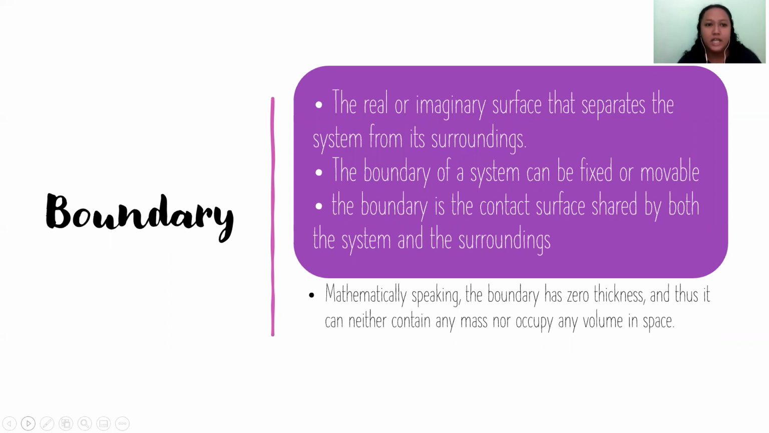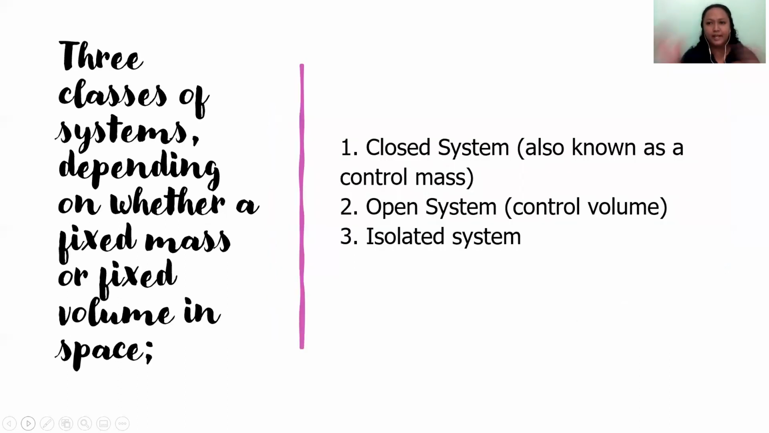So, ano nga ba yung boundary? So, that is the real or imaginary surface that separates the system from its surroundings. The boundary of the system can be fixed or movable, okay? And the boundary is the contact surface by both the system and the surroundings. So, mathematically speaking, the boundary has zero thickness. Thus, it can neither contain any mass nor occupy any volume in space. Okay? So, balikan natin, the system is separated from the surroundings by the boundary. Tatlo yung klasa.